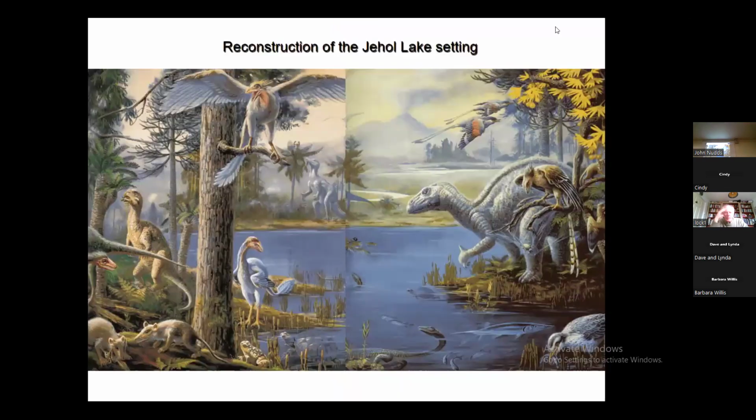And this is a picture that's been drawn up with some of the birds, Confuciusornis, flying, feathered dinosaurs unable to fly, Sinosauropteryx with its protofeathers, some little mammals, amphibians and reptiles in the water. But then this peaceful scene likely to be disturbed at any moment by the next volcanic eruption.